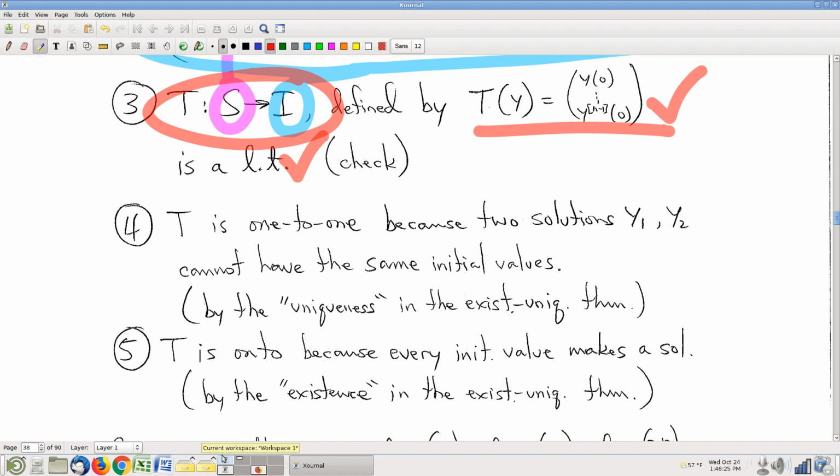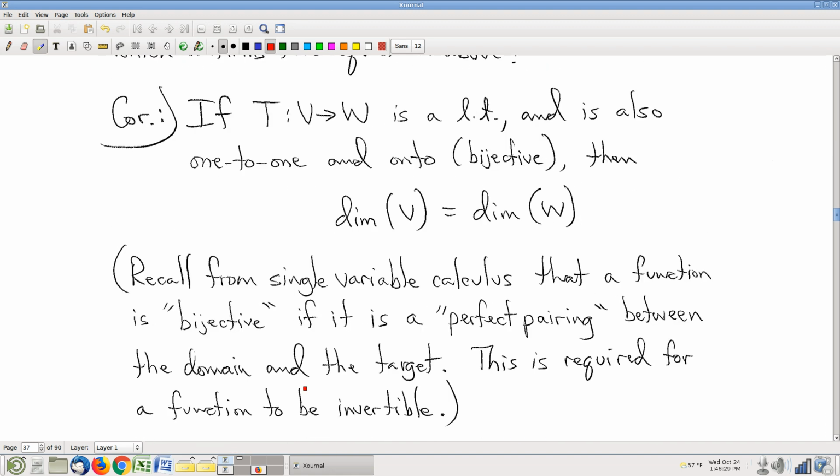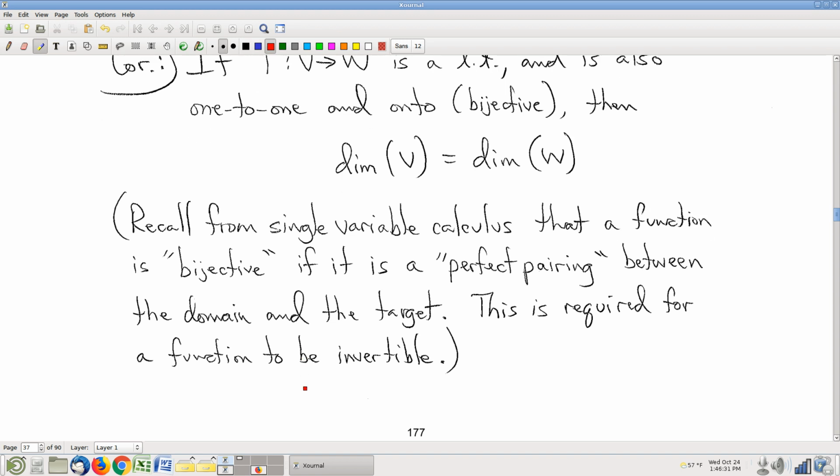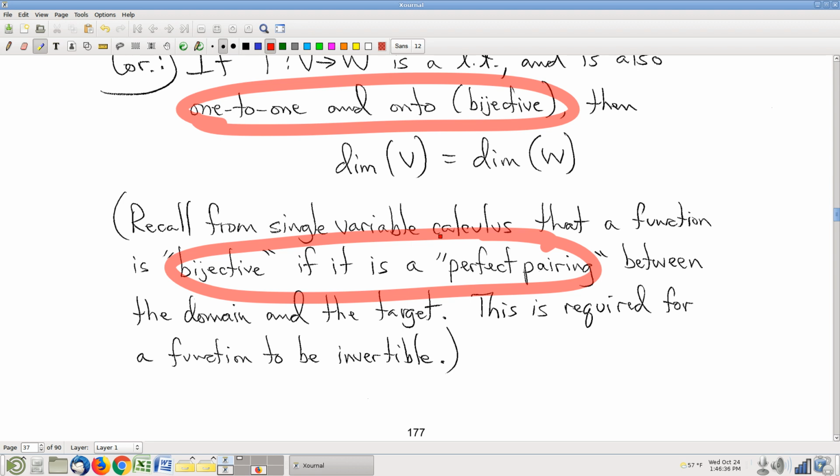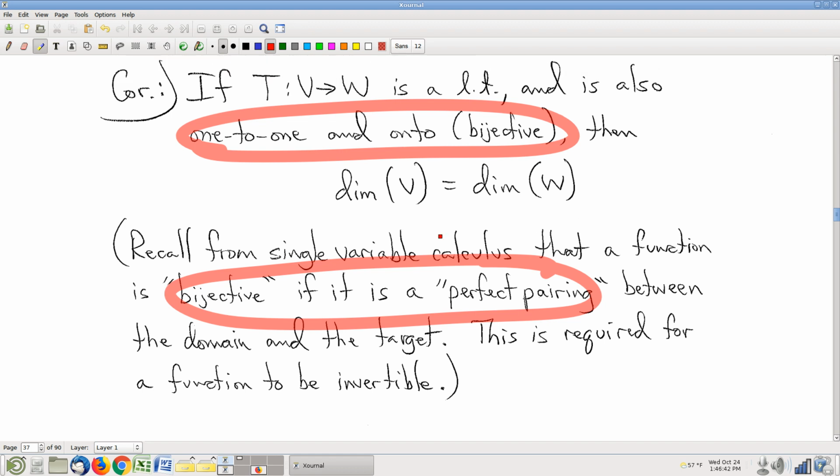So we talked about this last time. Let's see here, up here. Yeah, here it is. 1-to-1 and onto. Bijective, meaning that it's a perfect pairing. That for every output from this linear transformation, there is exactly one corresponding input. You never have two inputs that give you the same output, and you never have any output that doesn't come from any input at all. So there's perfect pairing, 1-to-1 and onto.